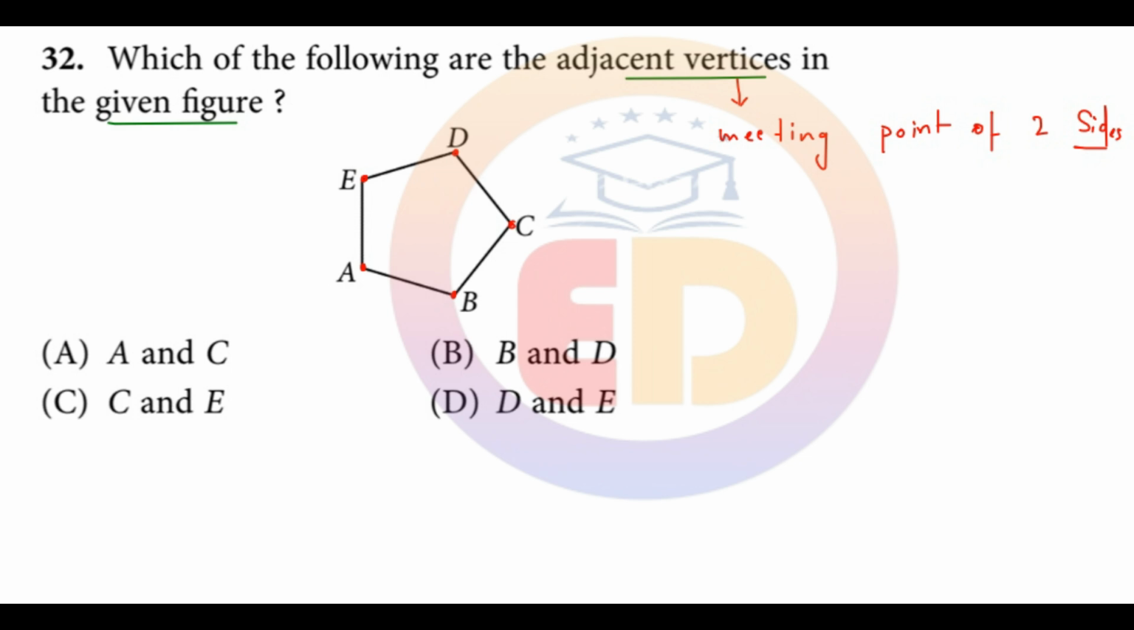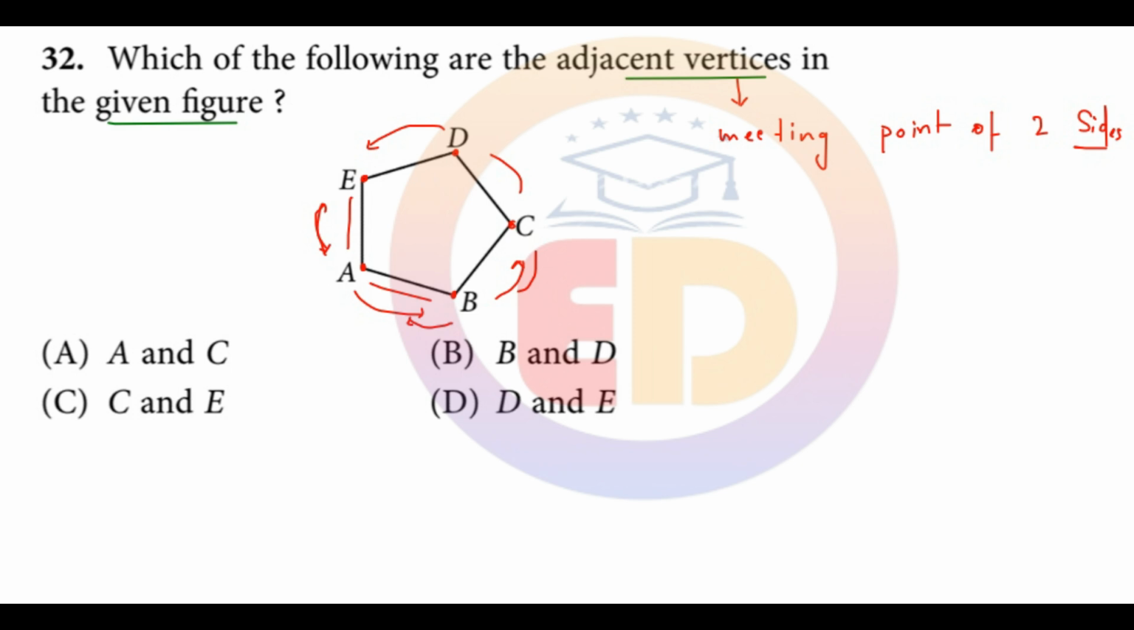So adjacent vertices of A are B and E. Adjacent vertices of B are C and A. Adjacent vertices of C are D and B. Adjacent vertices of D are E and C. Similarly, adjacent vertices of E are D and A, because they are the meeting points of two sides. For example, vertex A is the meeting point of AE and AB, so it is a vertex.